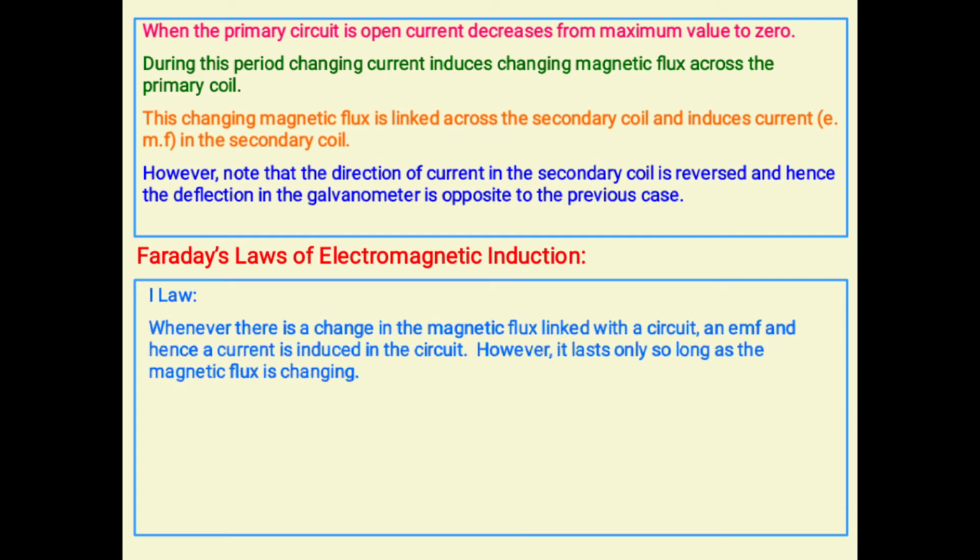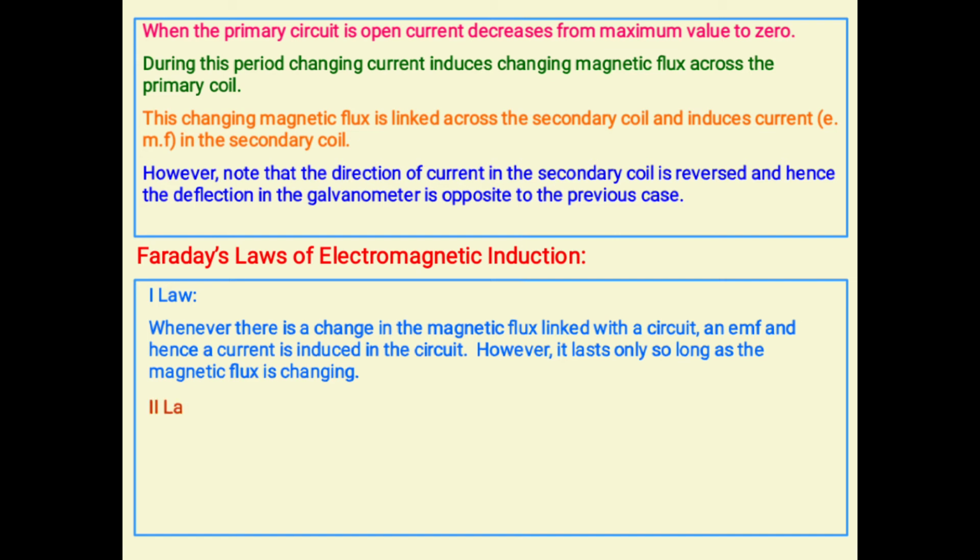First law: whenever there is a change in the magnetic flux linked with a circuit or a coil, an EMF and hence a current is induced in the circuit or coil. However, it lasts only so long as the magnetic flux is changing. That means it only happens whenever there is a change in magnetic flux, otherwise there is no current induction in the secondary coil or in the circuit. This first law is all about the concept of electromagnetic induction.